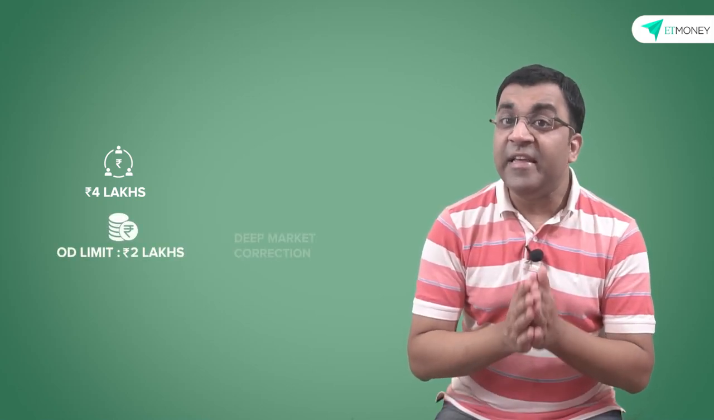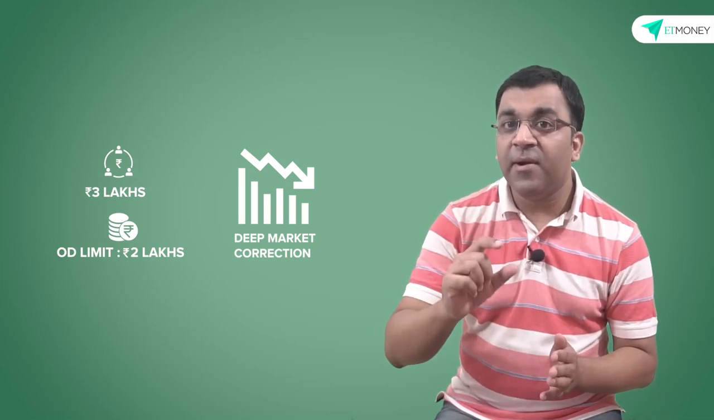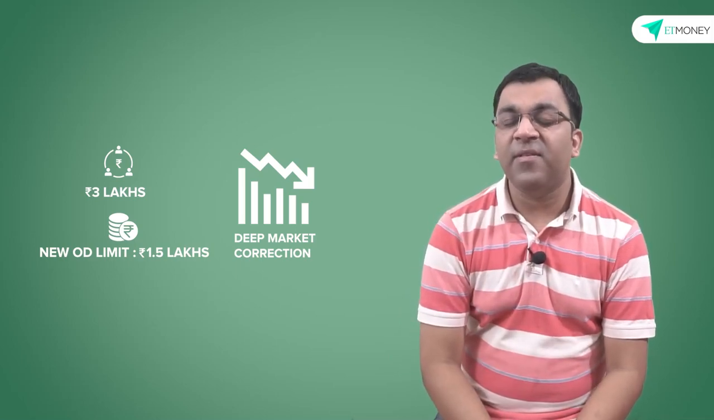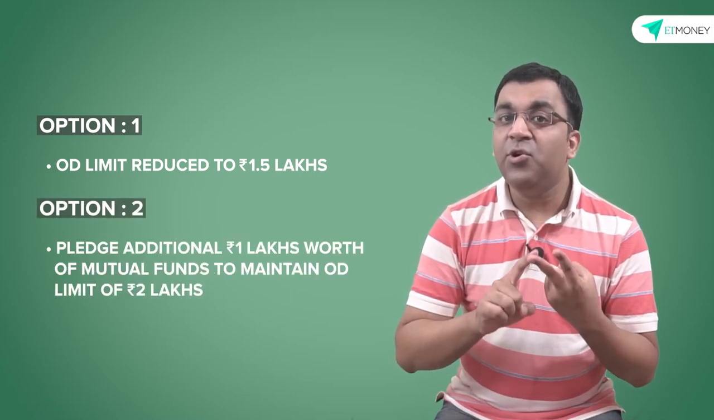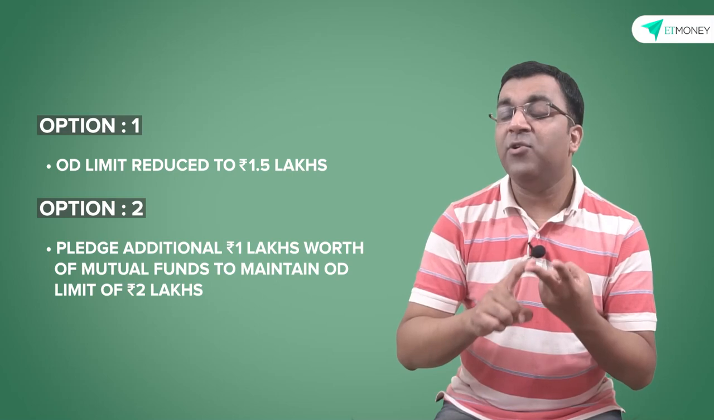Now, a question that is often asked is what happens to the OD limit if the stock markets fall and the NAV of the pledged fund goes down? It's a pretty valid question. So let's go back to our example where we had pledged 4 lakhs of equity funds against which we got an OD limit of 2 lakhs. So say there was a deep correction in the stock markets and the equity fund value drops to 3 lakhs. This means the notional OD limit will no longer be 2 lakhs, but would have come down to 1.5 lakhs. In this case, the bank will present the loanee with two options. Option 1 is where the bank reduces the OD limit to 1.5 lakhs, or option 2, wherein the loanee can keep the 2 lakhs OD limit by pledging an additional 1 lakh rupees worth of mutual fund units to take the NAV back to 4 lakhs.